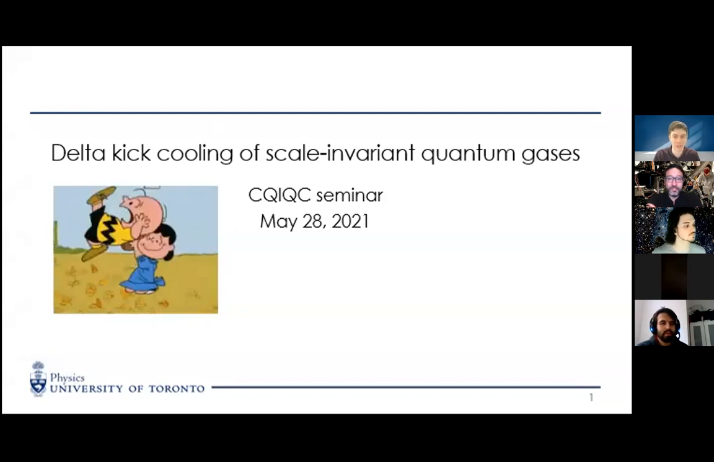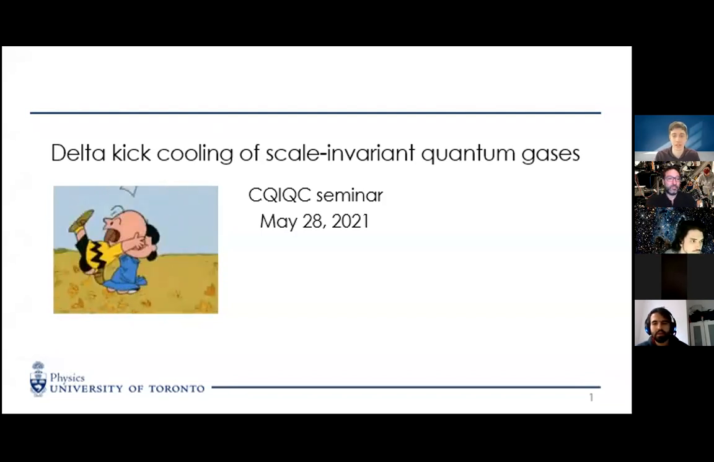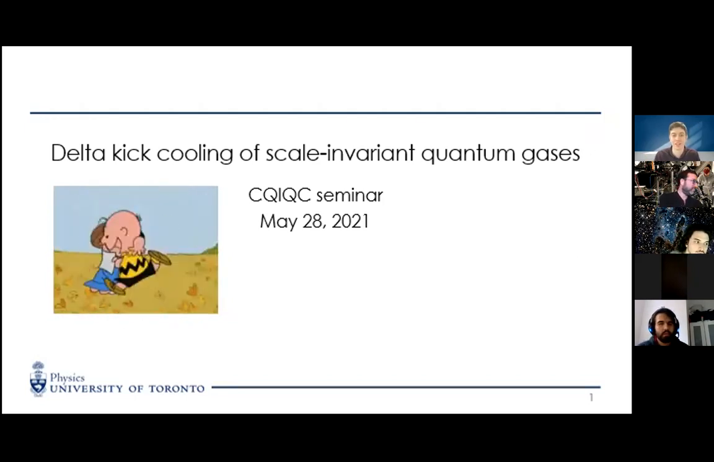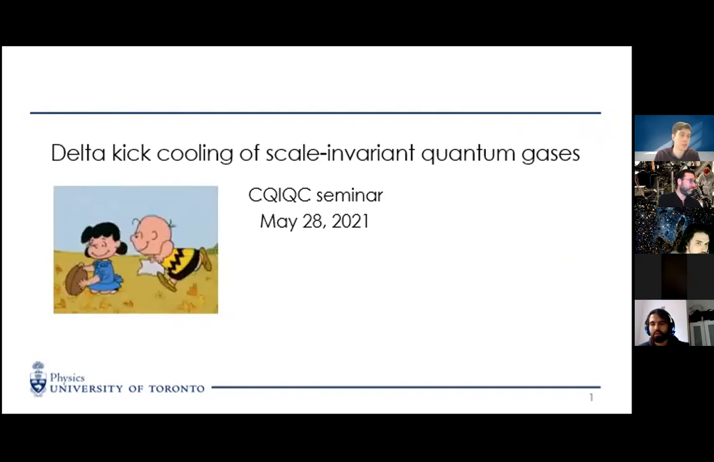As Ephraim mentioned, I work in his lab on a Bose-Einstein condensate apparatus. And the work I'm going to tell you about today is peripherally connected to the main work of my PhD, but concerns a technique, delta-kick cooling, that we've used in the lab throughout my PhD, rather successfully, to reduce the momentum spread of our BEC in a way that preserves the phase space density.